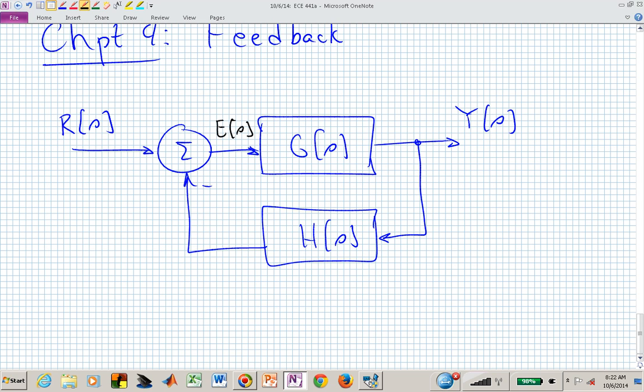Now, what's the transfer function between the reference input R and the signal E? Is it 1? Looks like it just goes right in there, doesn't it? But we have dynamics and we have feedback, and so the transfer function between R and E is not as simple as just 1. And now let's find what that transfer function is.